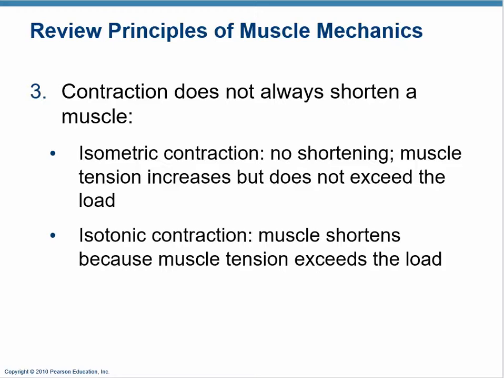Isotonic contractions are when the muscle changes length. Now there is a concentric isotonic contraction, where the muscle shortens because the muscle tension exceeds the load, and so it ends up shortening. But there's also an eccentric contraction, where the load exceeds the tension and the muscle lengthens, but it's a controlled lengthening. That's the way we put things down.